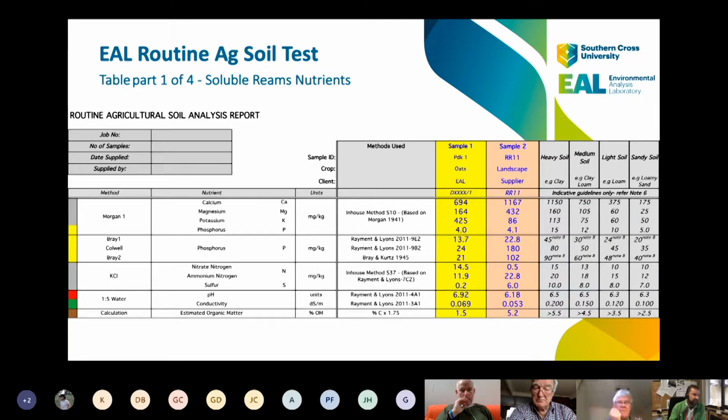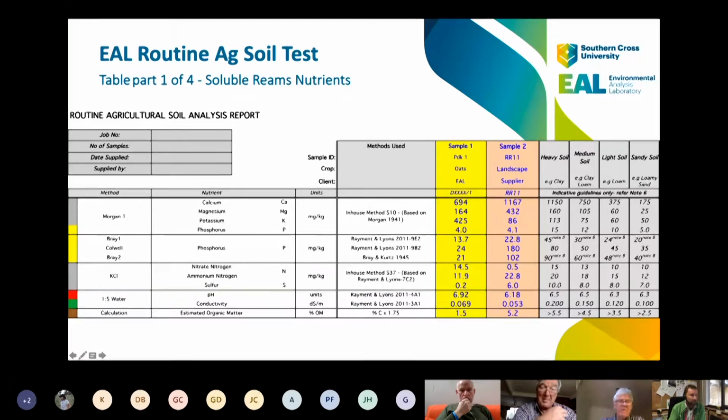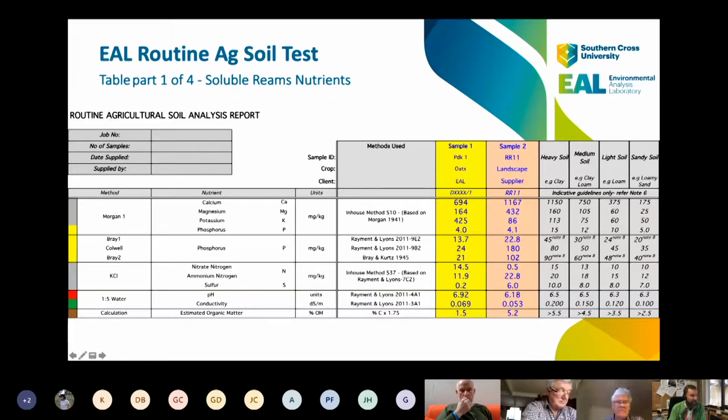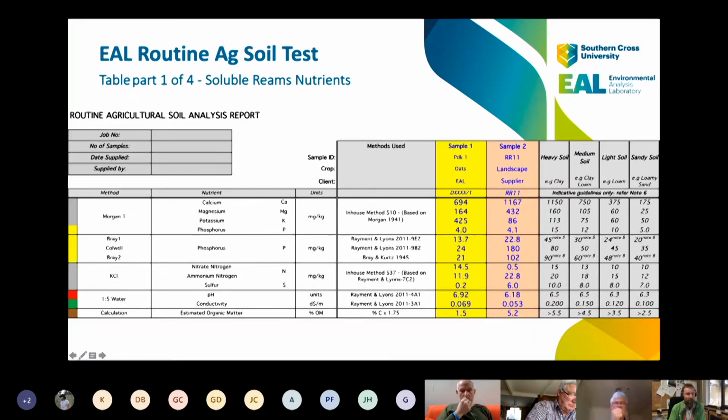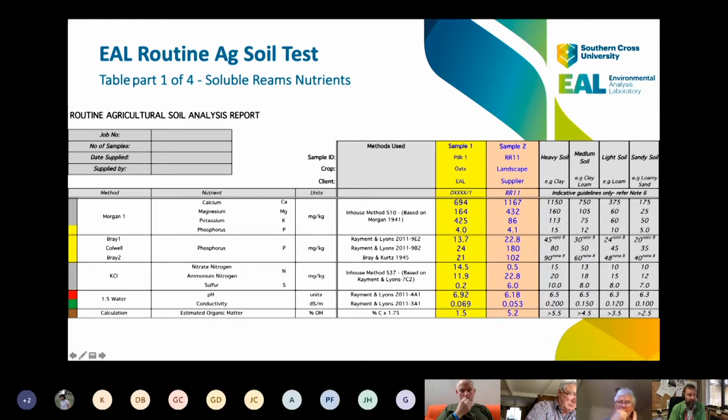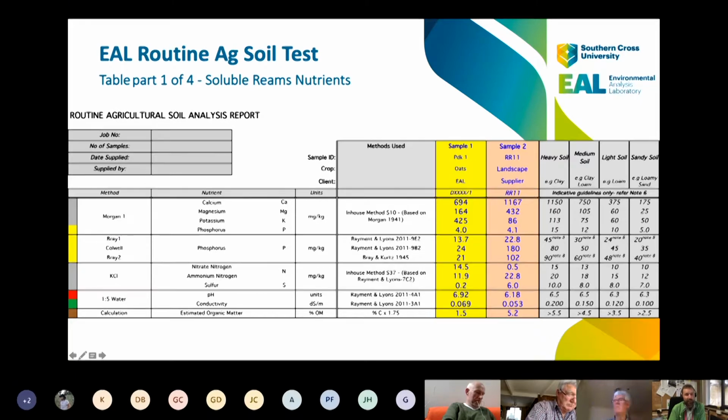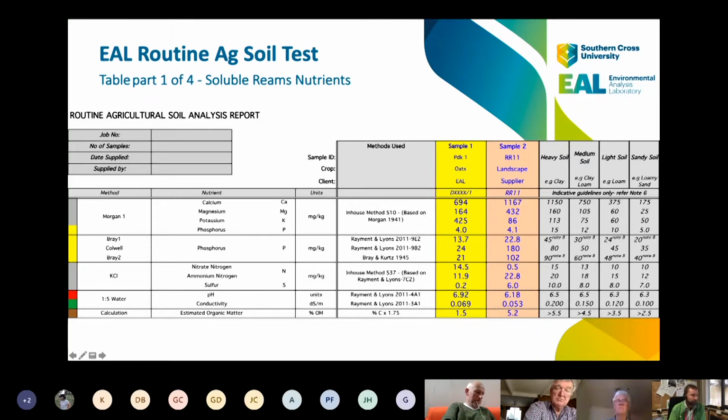You've then got 3 tests there. Over on the left there, you can see Bray 1, Colwell, and Bray 2. Really, your Bray 1 is your available phosphorus, and your Colwell and Bray 2 are more of your locked up phosphorus. So you can see they're often quite a bit higher. I won't go into the details of that, but you have some general guidelines there to show whether you've got enough phosphorus in your soil. In both these cases, really in the oats, it's getting a little bit low. In your other landscape soil there, there's plenty there. You definitely wouldn't want to be adding any more.